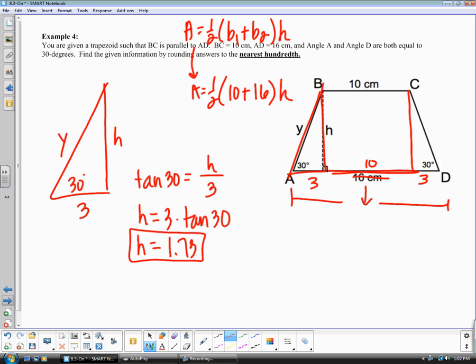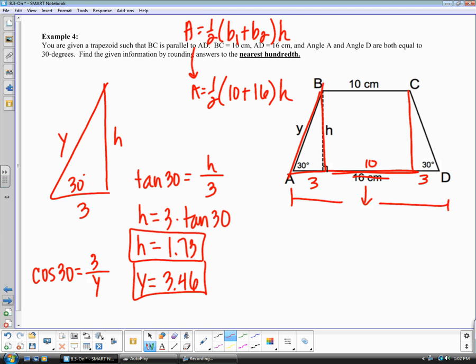Now we want to find y. You could use Pythagorean theorem if you want, or you could set up another trig ratio. In order to set up a trig ratio, you would have to use cosine. Cosine of 30 is equal to adjacent over hypotenuse. When you do that, you're going to get 3.46.